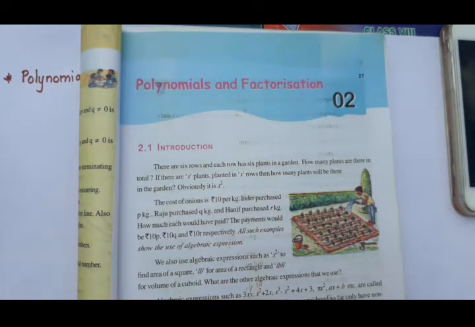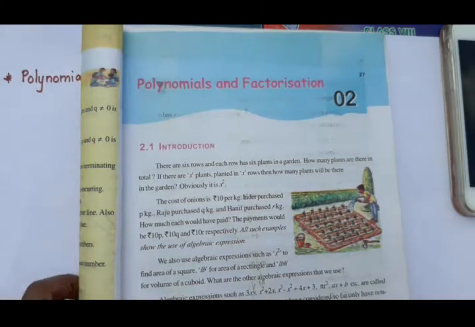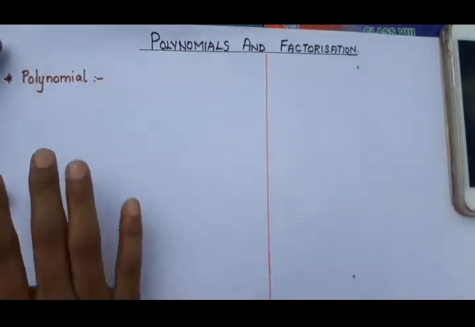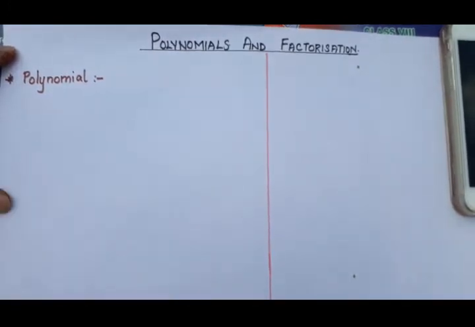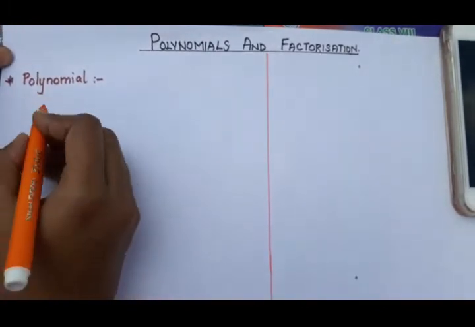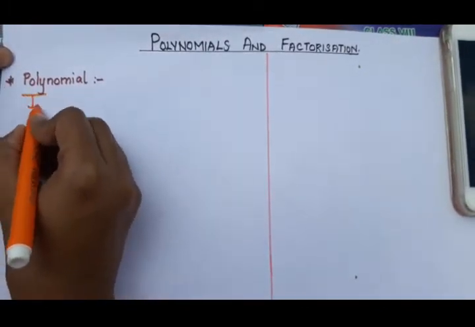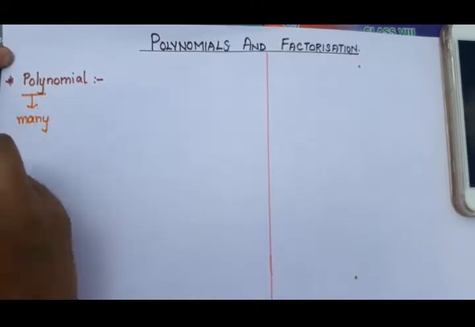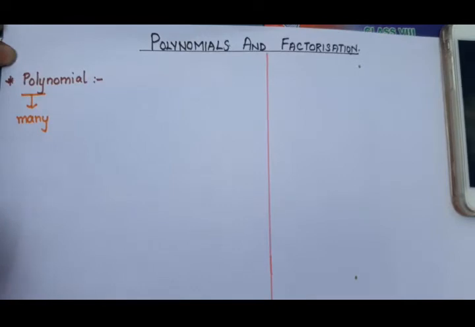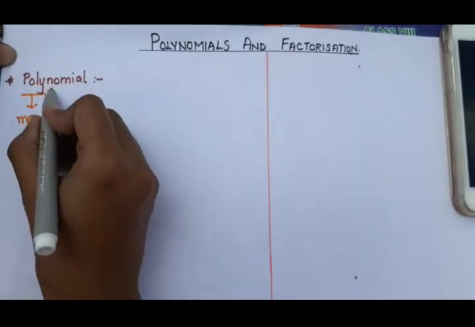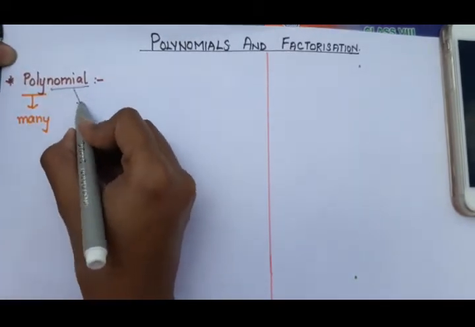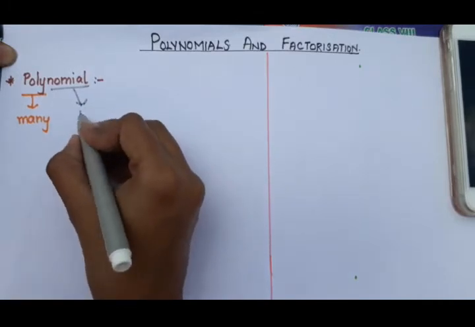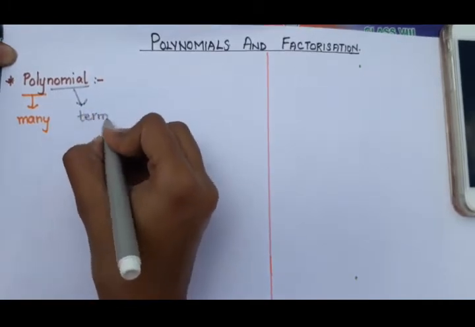Now see here, shall we start? Here first we'll see what is a polynomial. What do you mean by the word polynomial? See here children, poly means many, and nomial means what? Nomial means terms. So, many terms.